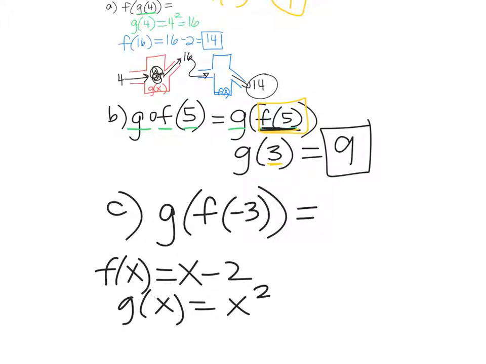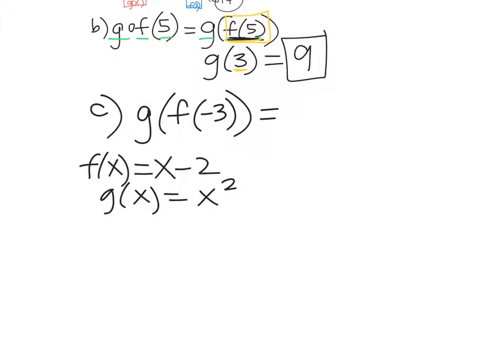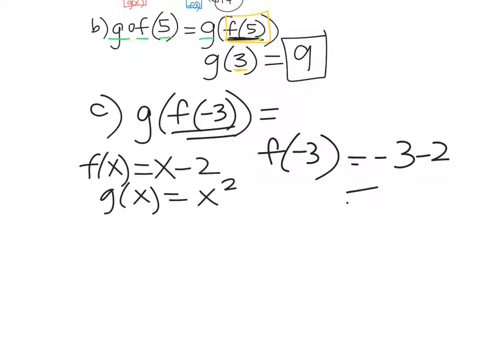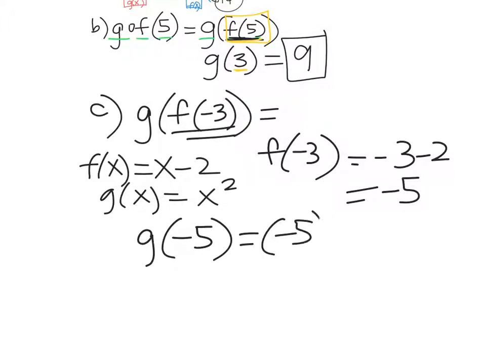Oh, I think I got it. Okay, here we go. Let's do it. First, evaluate the inner function. The inner function is f of negative 3. So negative 3 minus 2 is negative 5. Now be careful. Negative 5 is going into function g. And when you take negative 5 into function g and you square it, you get positive 25.